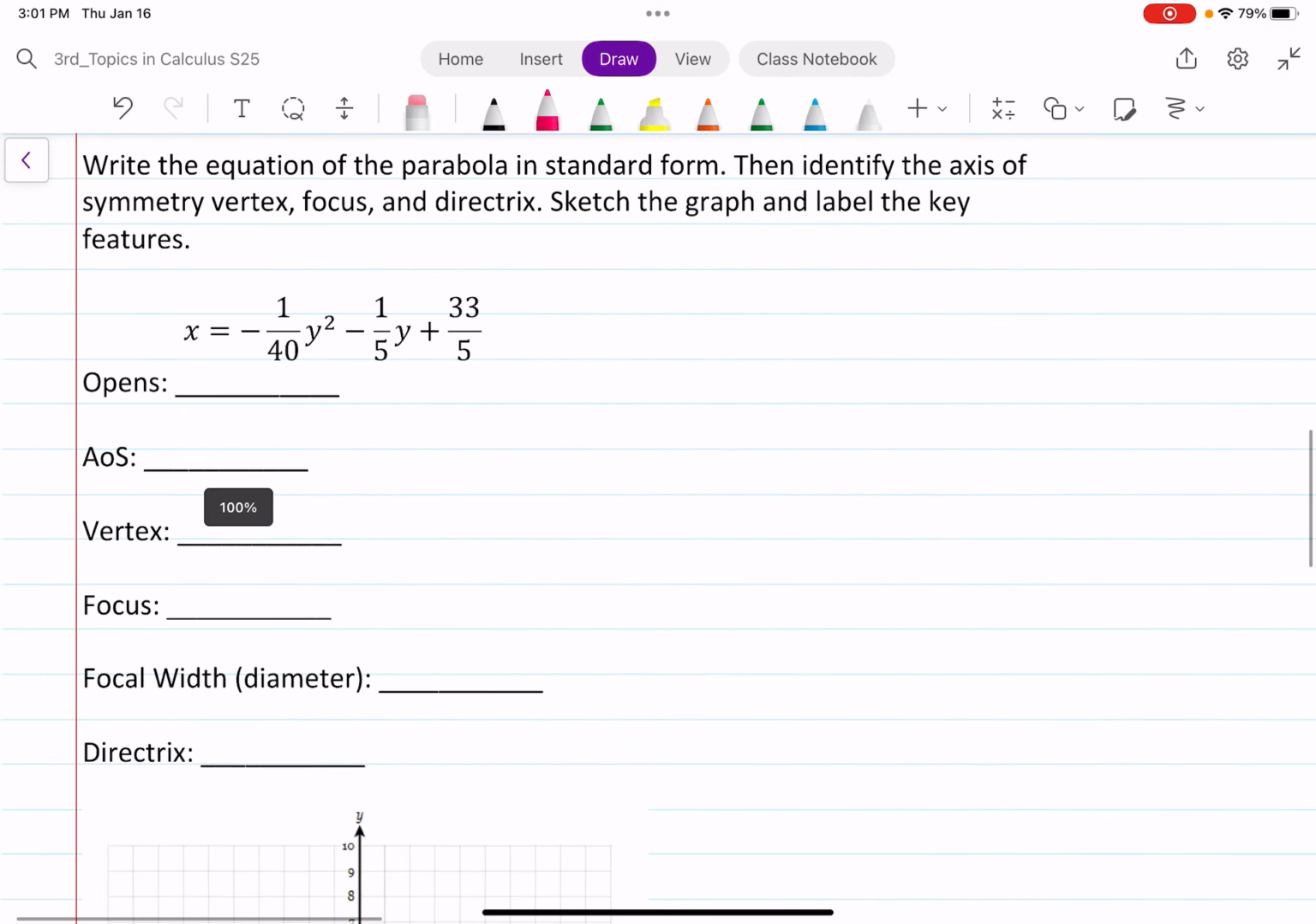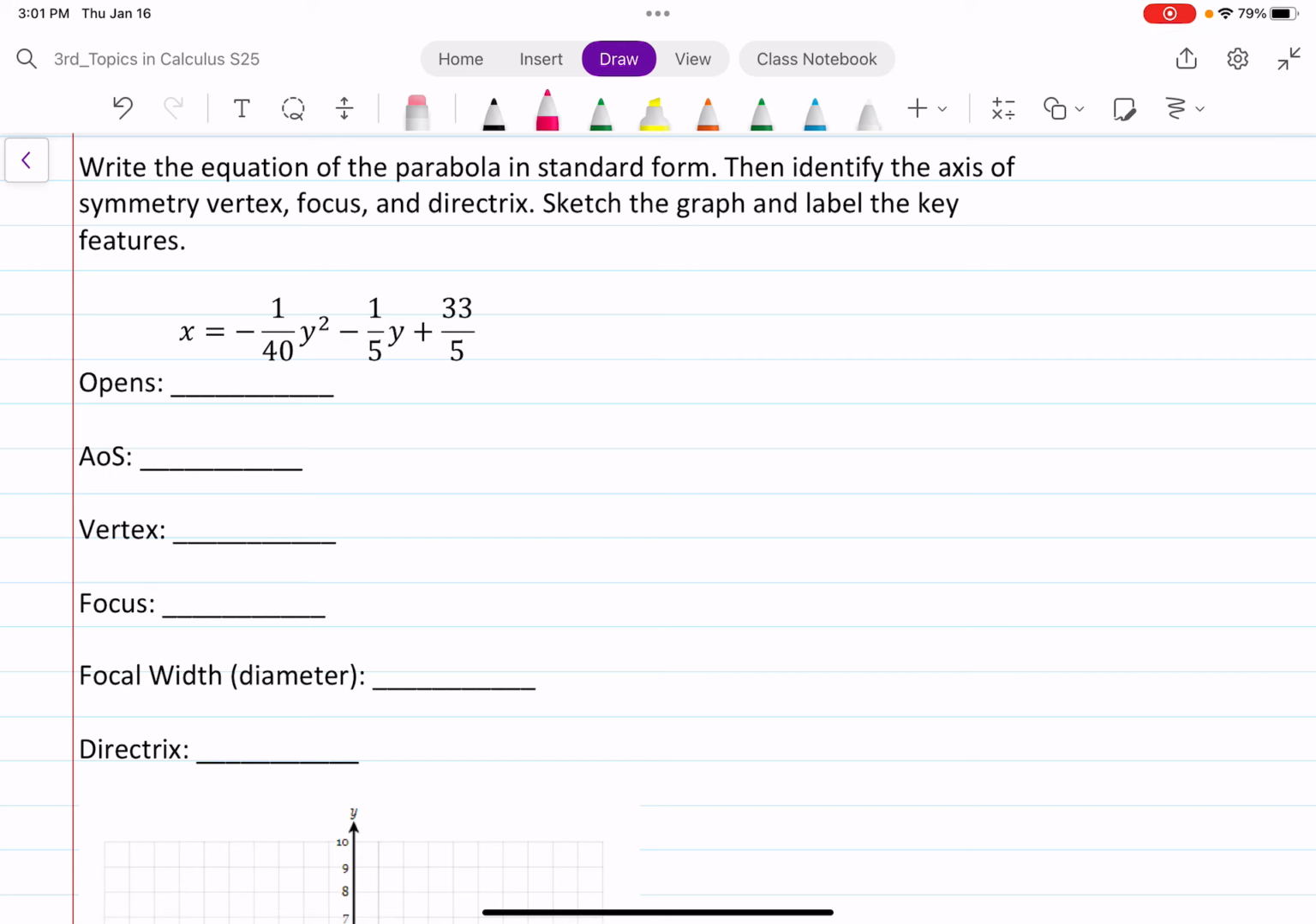This time, it looks a little funky, it looks a little different, it has a bunch of fractions. And so for this particular one, the very first thing I always do if I see a bunch of fractions, get rid of the fractions. And you can get rid of the fractions by multiplying it by the least common multiple. Well, the least common multiple is whatever the biggest denominator is, essentially. 40, 5, and 5, the biggest denominator here would be 40. And so if I multiply everything by that, I get 40x equals negative y squared.